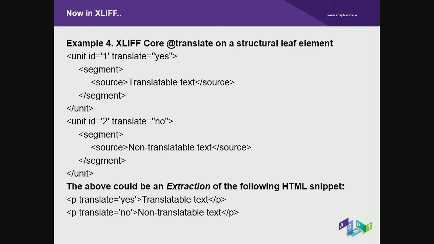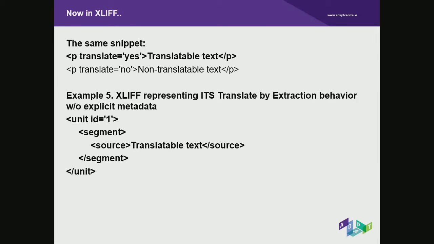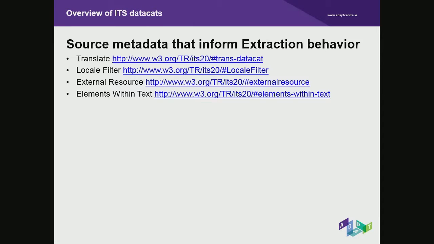So if we look at the equivalent in HTML, it has been extracted into XLIFF as such. You have the first unit that is going to be translatable text, and the second one is not going to be translated. And there is also another way: you can completely ignore the non-translatable text and just not extract it, because it's not going to be translated or localized anyway. So you just take the translatable text.